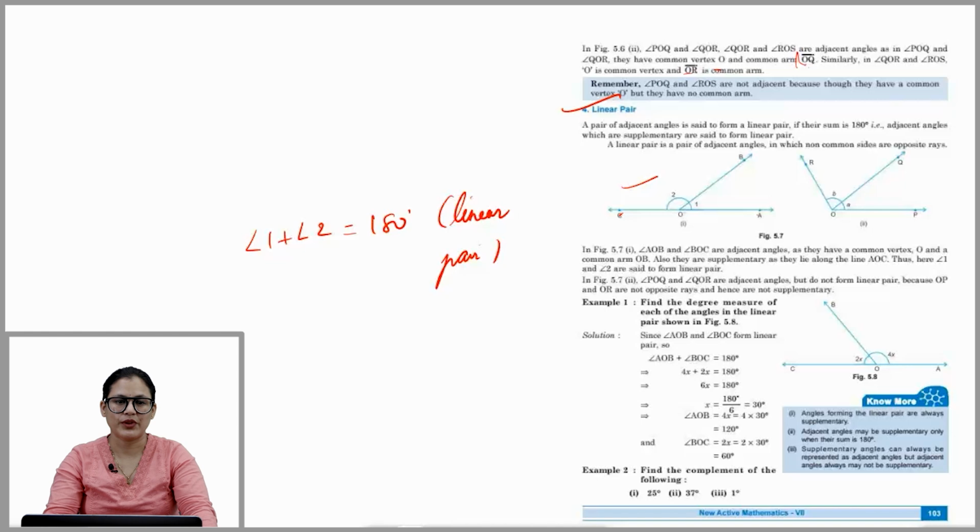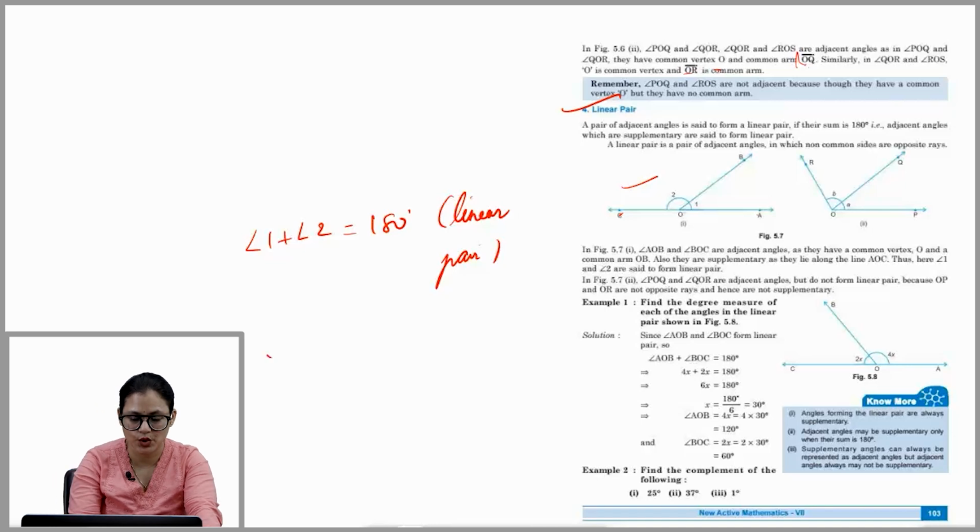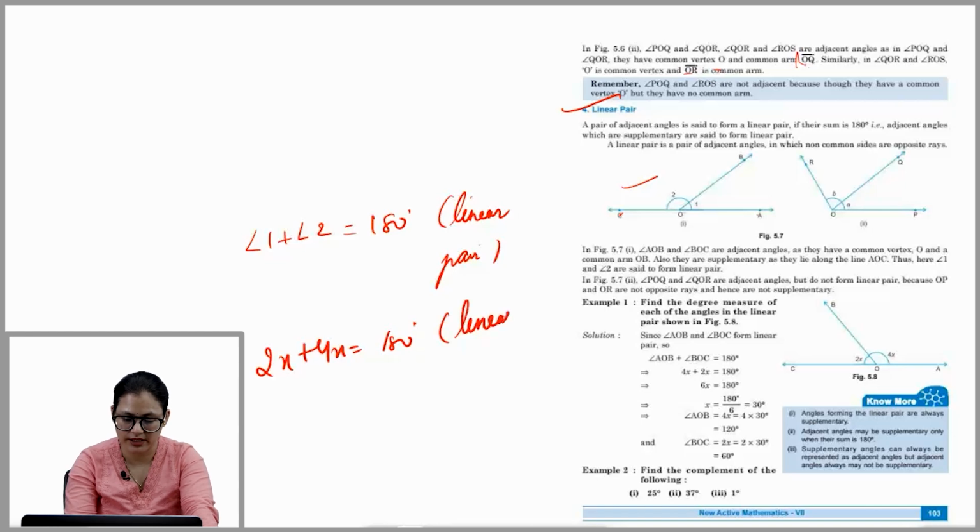Example 1. Find the degree measure of each of the angles in the linear pair shown in figure 5.8. See, this is a linear pair. So you will write 2x plus 4x is equal to 180 degrees. Reason, you will write in brackets linear pair, right? 2x plus 4x is 6x is equal to 180 degrees.